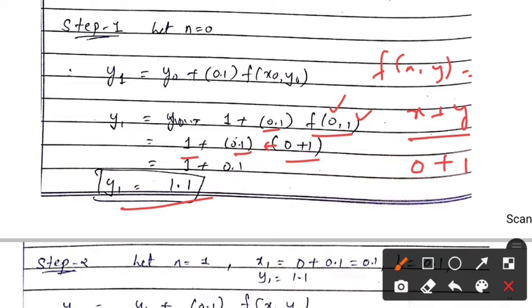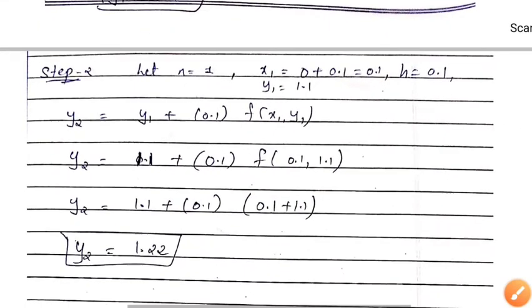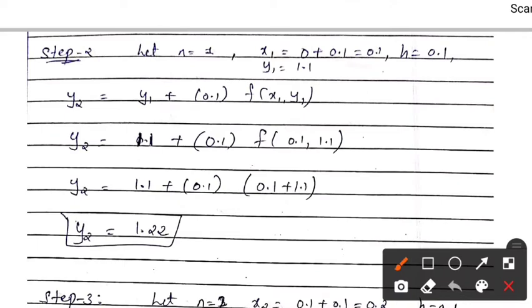Now next I will go for step 2. Now for step 2, I am taking n equal to 1. Till where do you have to go? You have to go up to the point where you are given, you have to find the value of x.